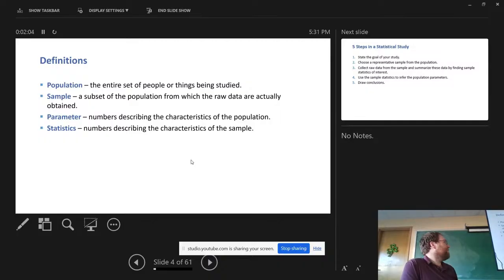Anytime you're dealing with samples, any finding is a statistic. If you're dealing with a population, it's going to be a parameter. So parameter and statistic mean the same thing. It's just what type of audience you have.